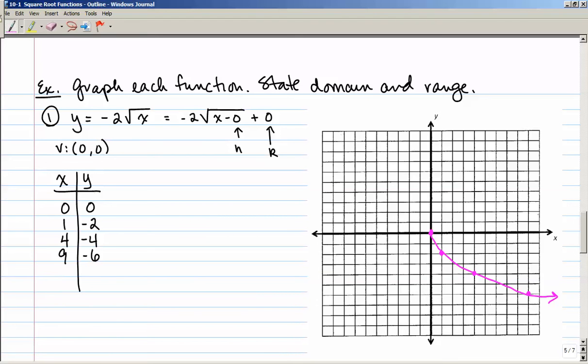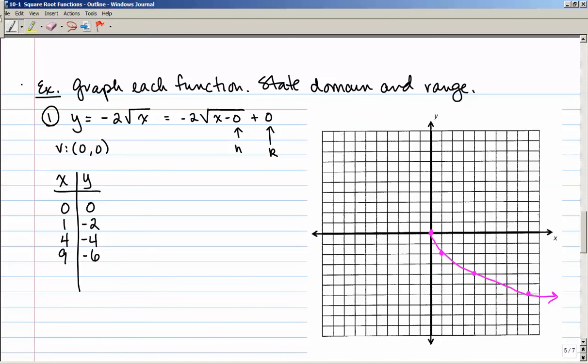And actually this makes sense, because notice my value of a was negative 2. The negative sign means it's going to be reflected below the x-axis, so it's going to be down here in the fourth quadrant. And that 2 out front actually makes this graph a little bit wider than the parent graph.